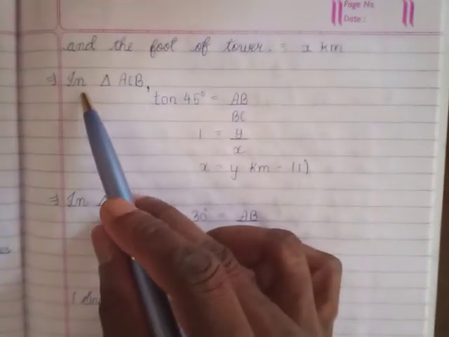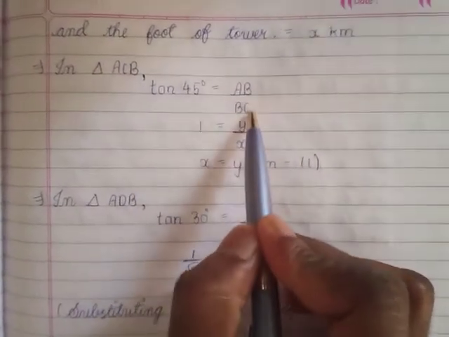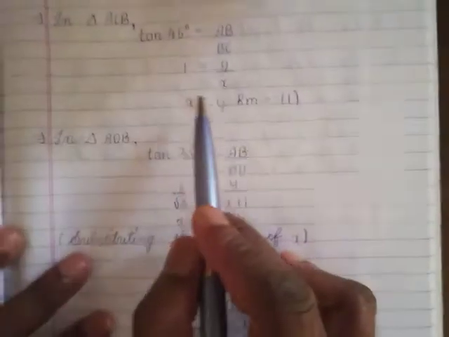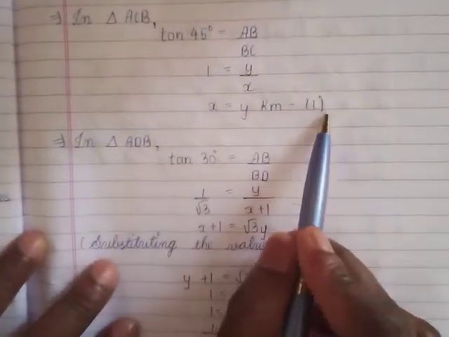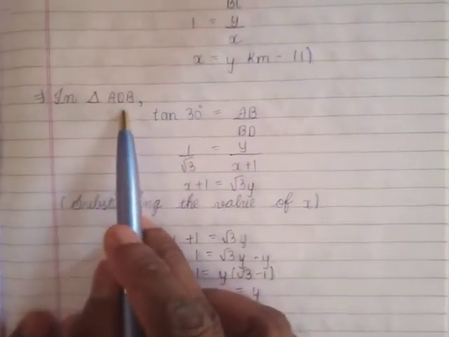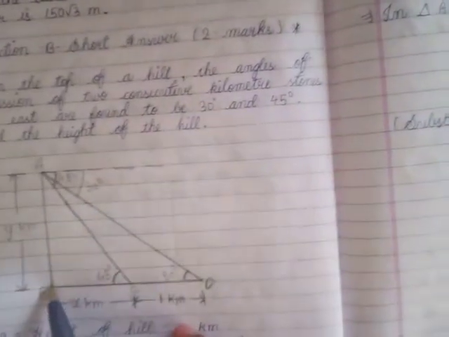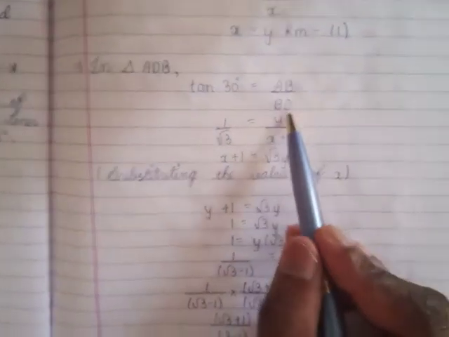So we will take this in triangle ACB, tan 45 is AB upon BC. tan 45 is 1, AB is y, BC is x, so x is equal to y. First. In triangle ADB, tan 30 is AB upon BD.